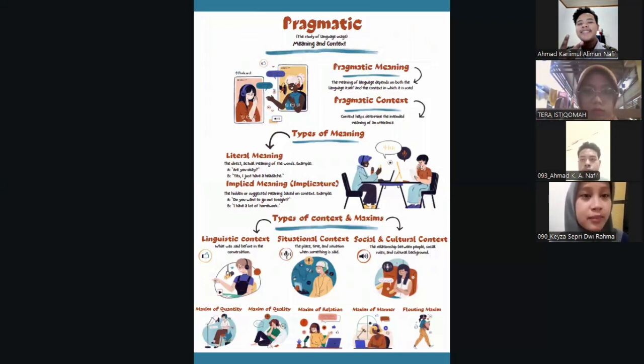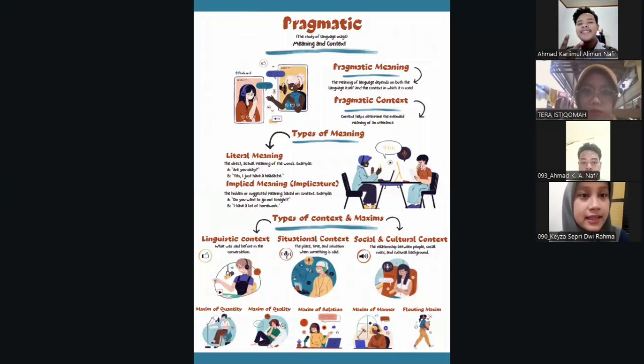The second is implied meaning or implicature. This is when the real meaning is suggested rather than directly stated. The listener has to understand the context and read between the lines. For example, A: Do you want to go out tonight? B: I have a lot of homework.